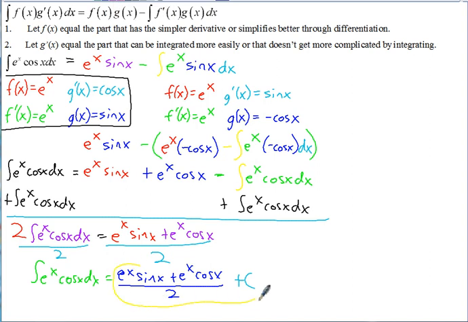So anytime you end up in a loop like that, where you get back to the original integral, and use integration by parts, this is the strategy you can use to help you solve for that integral.